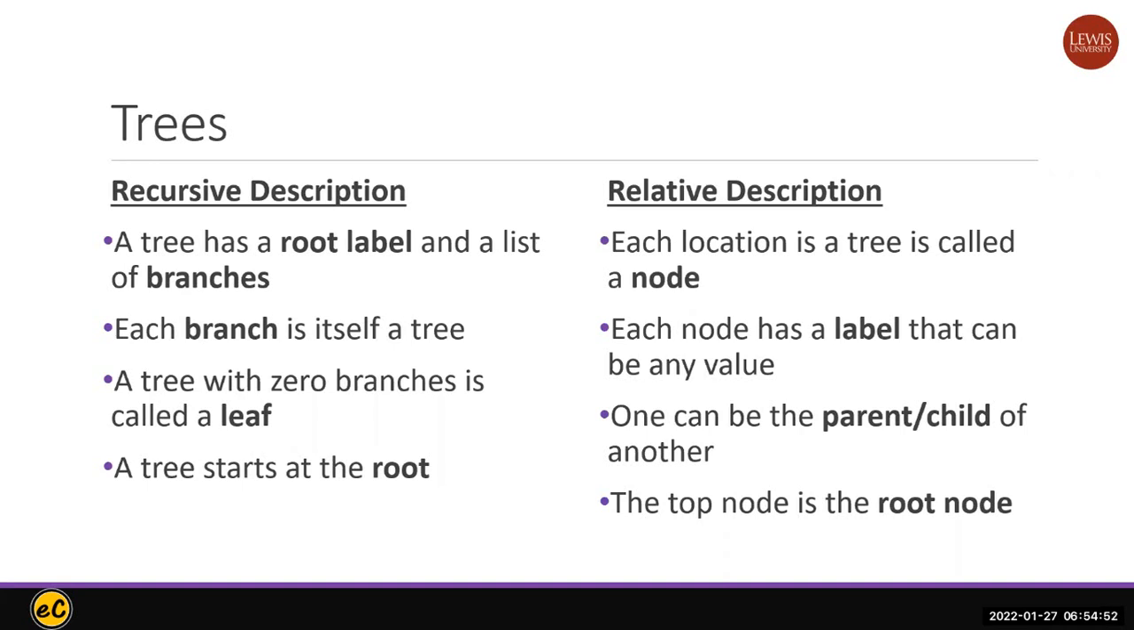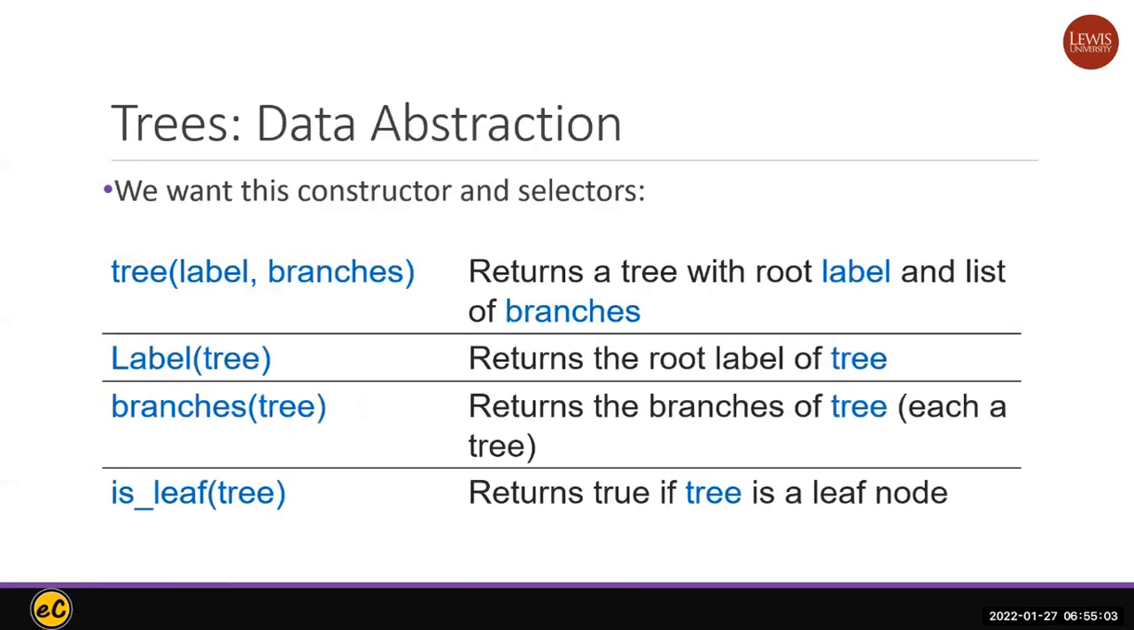Relative description: each location in a tree is called a node. Each node has a label, or sometimes we can call it a value. And one can be the parent or child of another. The top node is called the root node.